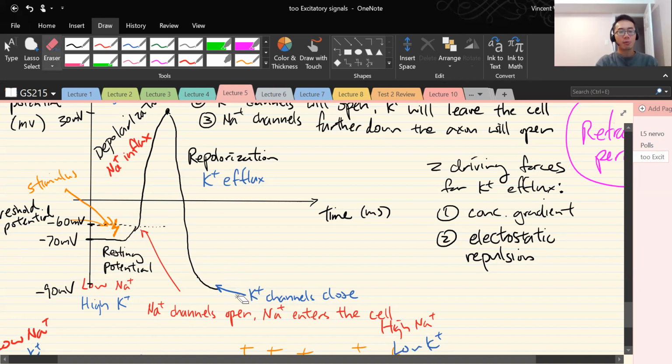So at this point, what about the sodium and potassium? What should I write for the sodium? Is it high or low at this point? Let's think about it. What do you think? High or low?